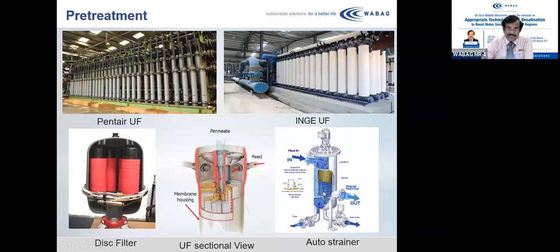In auto strainers, the water enters and passes through the strainer, leaving the TSS on the surface of the strainer, and this is automatically and continuously backwashed and removed. So you can go in for either an auto strainer or a disc filter prior to UF or MF, so that the life of the UF and MF can be improved. The one you see here in the center is a sectional view of an ultrafiltration system with hollow fibers. You can have an outside-in or inside-out type of filter, and there are different makes available in the market.